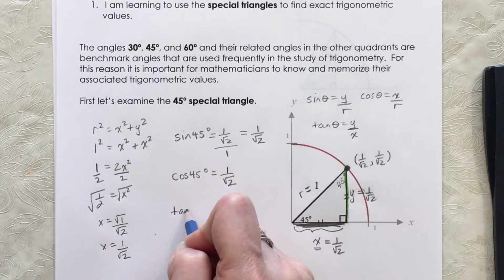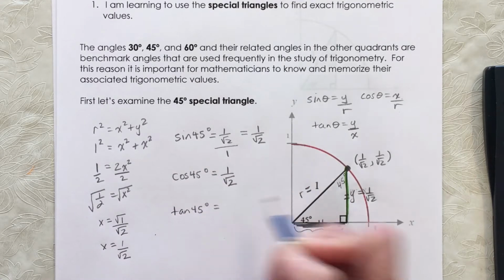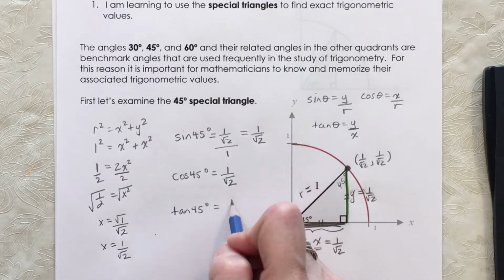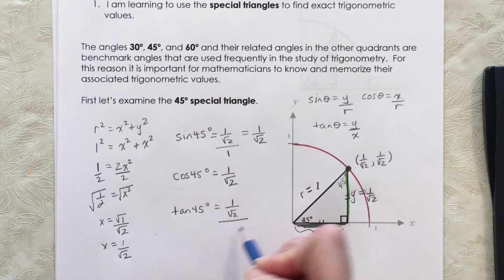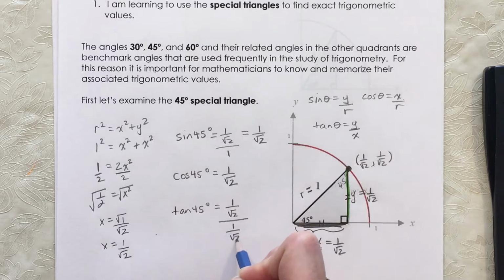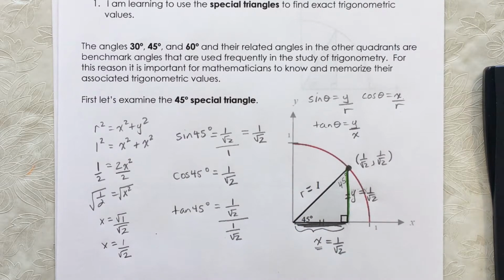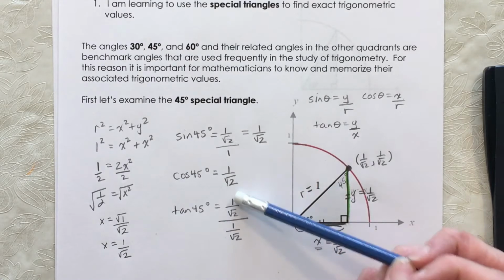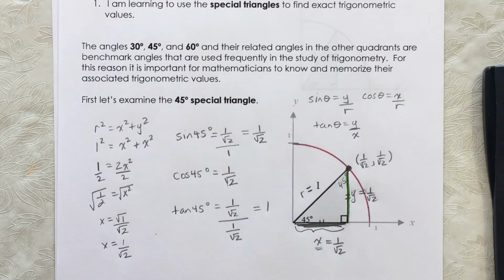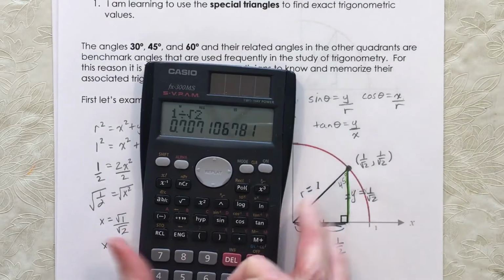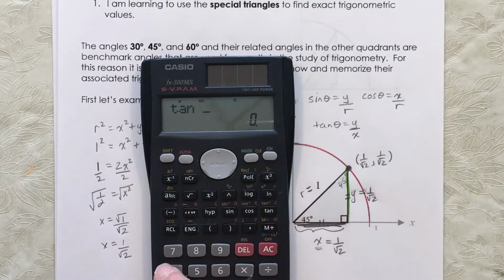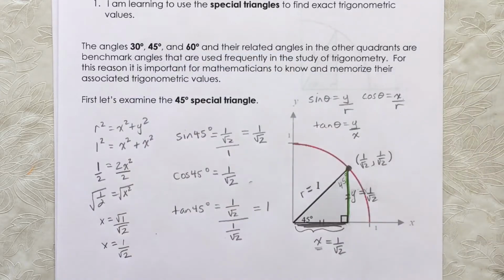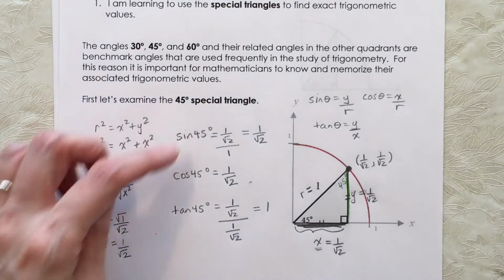And then the tan of 45 degrees is the y value, which is 1 over root 2, divided by the x value, which is 1 over root 2. And when you divide a number by itself, you get 1. Any number divided by itself is 1. So the tangent of 45 is 1. Let's try that out on our calculator. Tangent of 45 is exactly 1. Okay, so there is our 45-degree special triangle, along with its sine, cos, and tan.